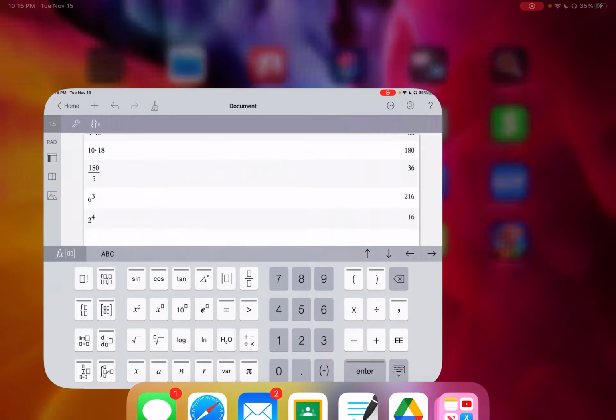So the answer times 2 is 27. So log base 3 of 27. All right, so this one is different.